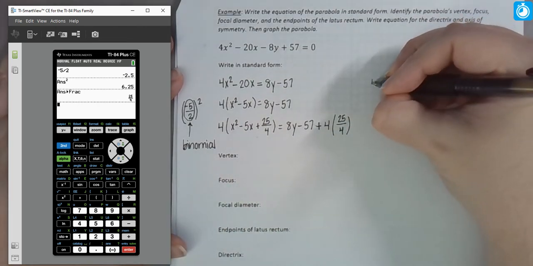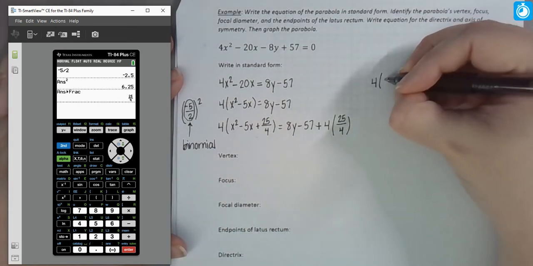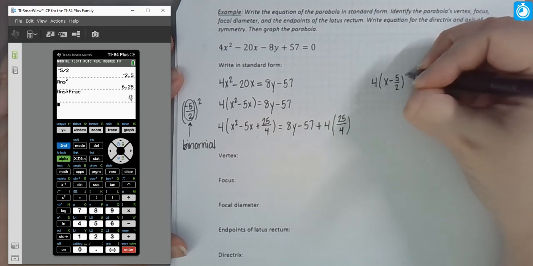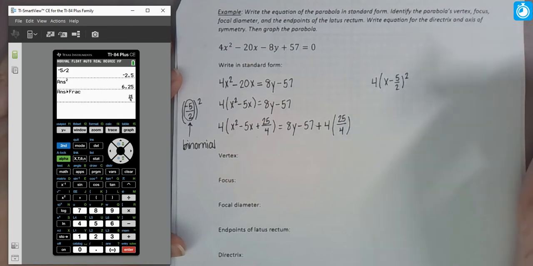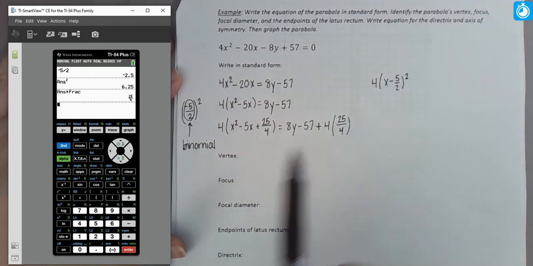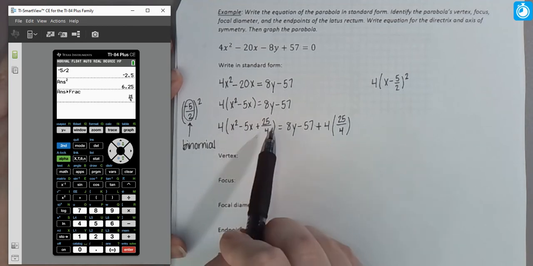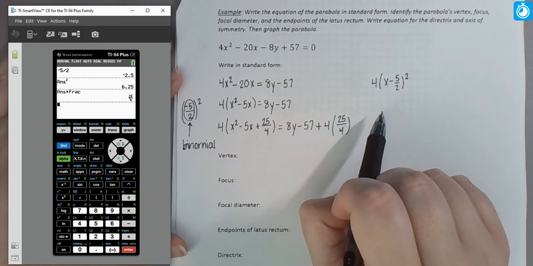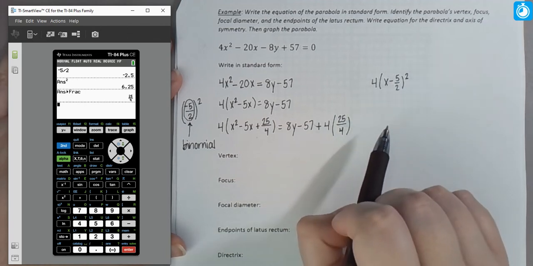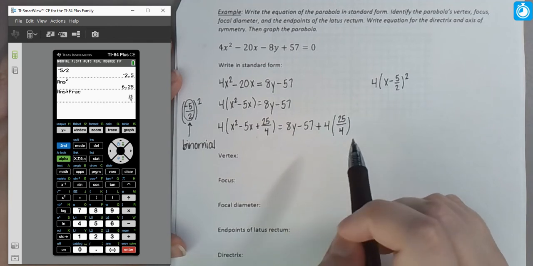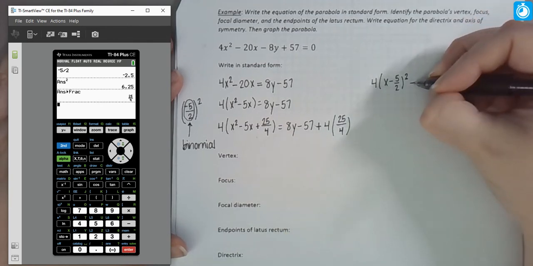So when I factor this, that's going to end up as x minus 5 halves squared. And I can verify that, of course, by FOILing this out. If I were to FOIL this out, I'll find that I get back to this. You might take a moment and pause the video and just verify that that is in fact the case. Because factoring when we have something like this, it's fractional, is maybe a little bit more involved than we normally see.